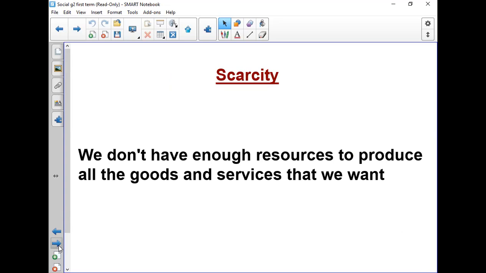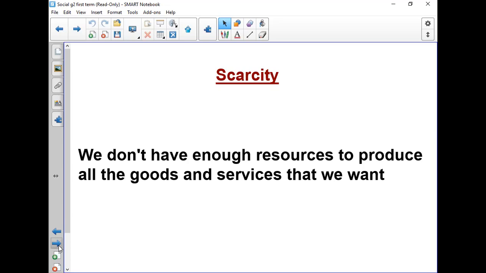Scarcity means that we don't have enough resources to produce all the goods and services that we want. For example, we may have a country that has capital resources and natural resources, but it doesn't have human resources. It doesn't have enough people to produce goods and services. So they start to get people from other countries to work to make the goods and services for the country or for the people.